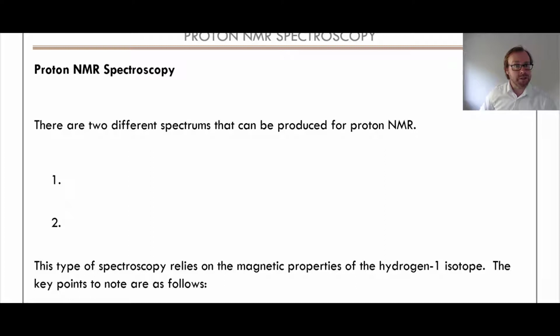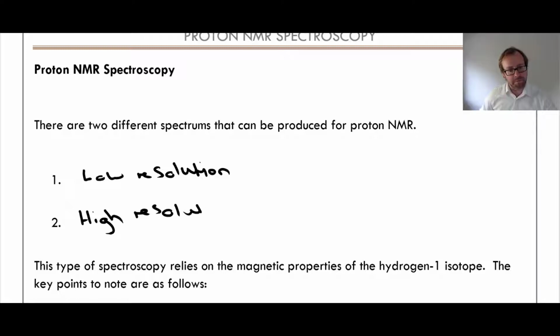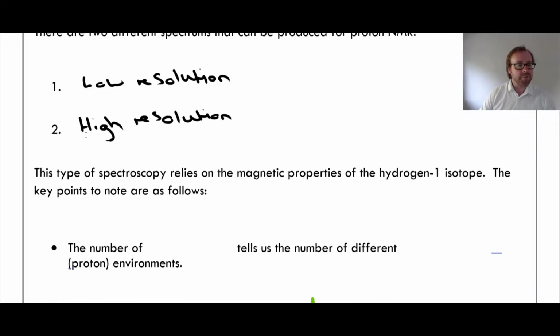So, proton NMR spectroscopy. There are two different spectra that can be produced for proton NMR. One is low resolution and one is high resolution. We're going to go through both of them and talk about the differences. But first, a bit of background.